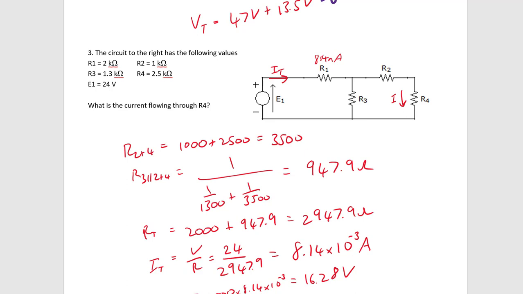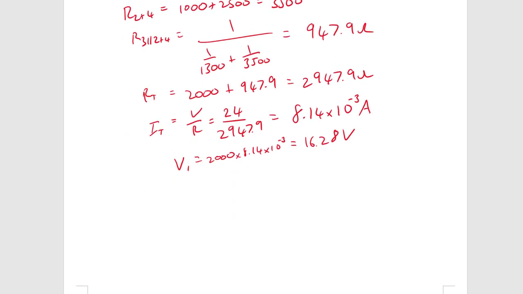So you got 24 volts over here, and 16.28 volts is over there, which means R3 or V3 is going to be equal to the 24, subtract that, and you should get 7.717 volts.